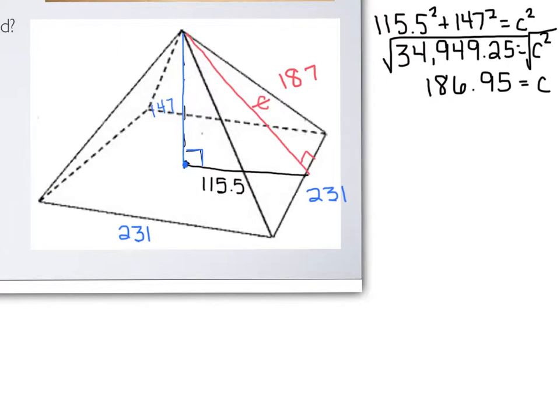Now talk to me about what to do. Jake. You would do 231 times 187, divided by 2, and multiply that by 4. Perfect. So 231 times 187 divided by 2. 21,598. Okay, hold on. 21,000.